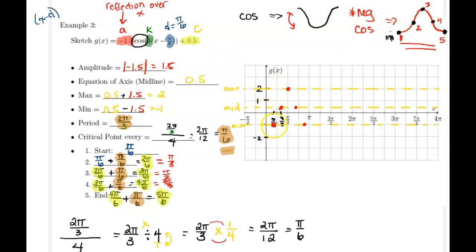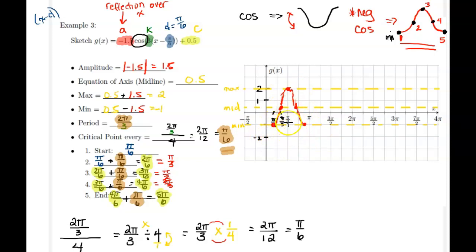I can connect the dots. This is a pretty skinny one, but we're going to talk about why that might be in just a second. All right, so something like that. That is going to be one cycle of this function.